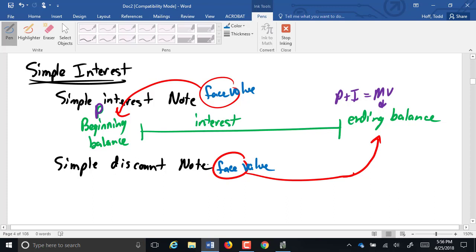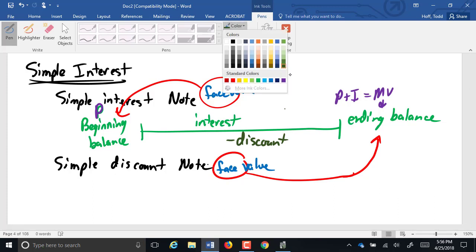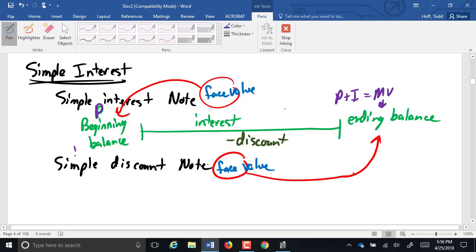That's what you're going to pay back. So they work backwards to subtract the discount. So then the beginning balance, the money you actually get, is that face value minus the discount. But either way, the big thing is interest is charged only once. Interest is never calculated at any point in the middle of that time frame. Interest is calculated once.